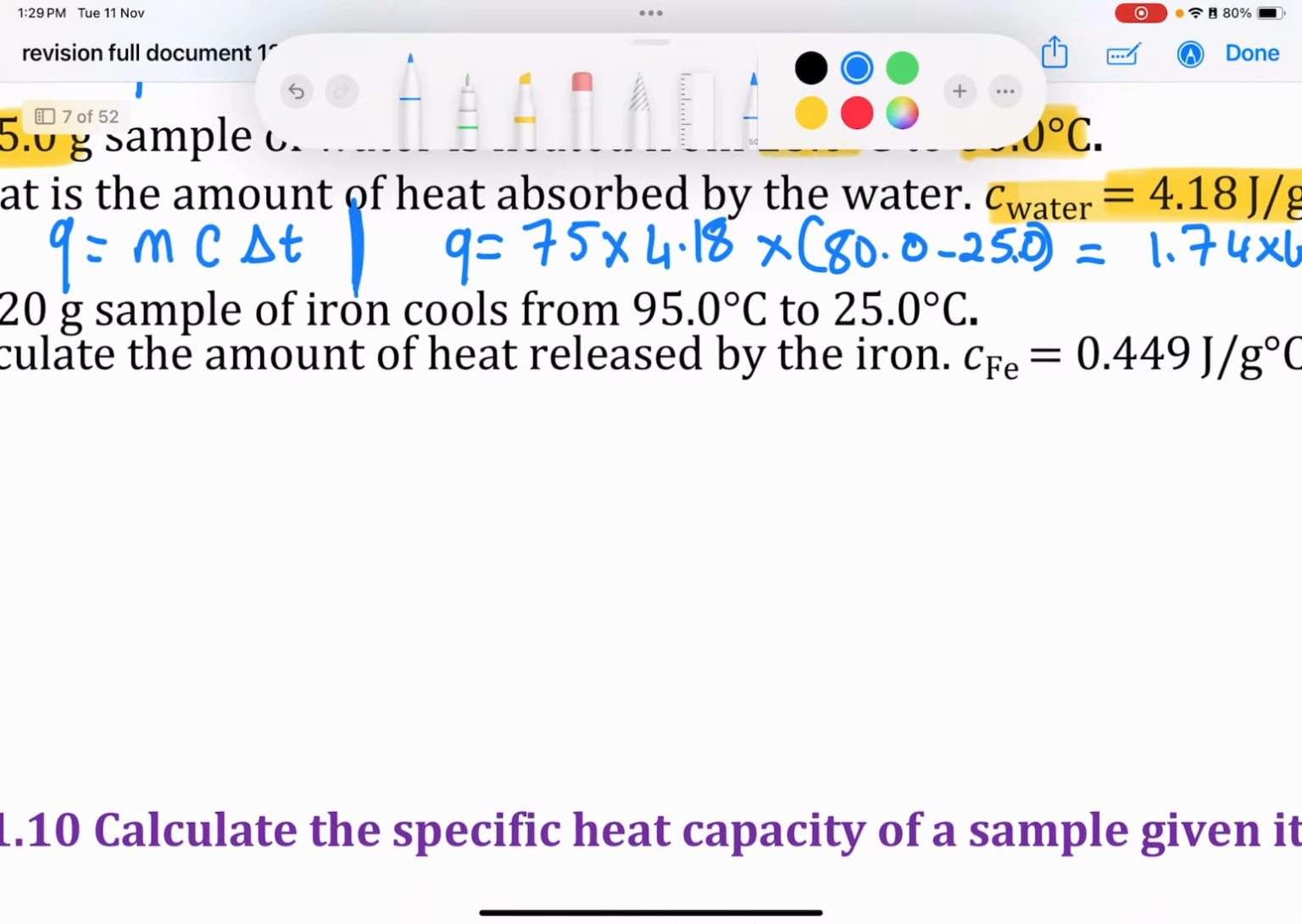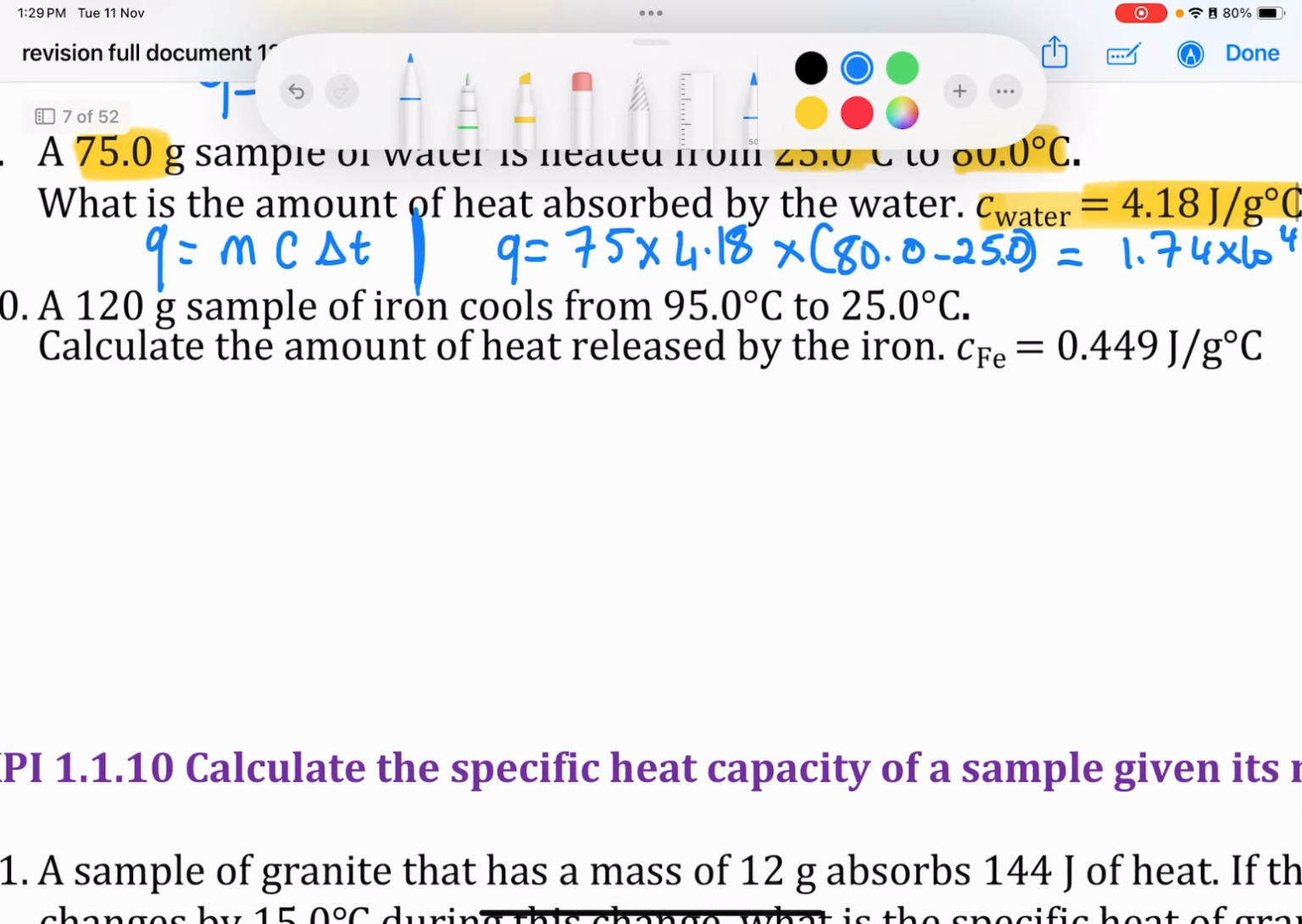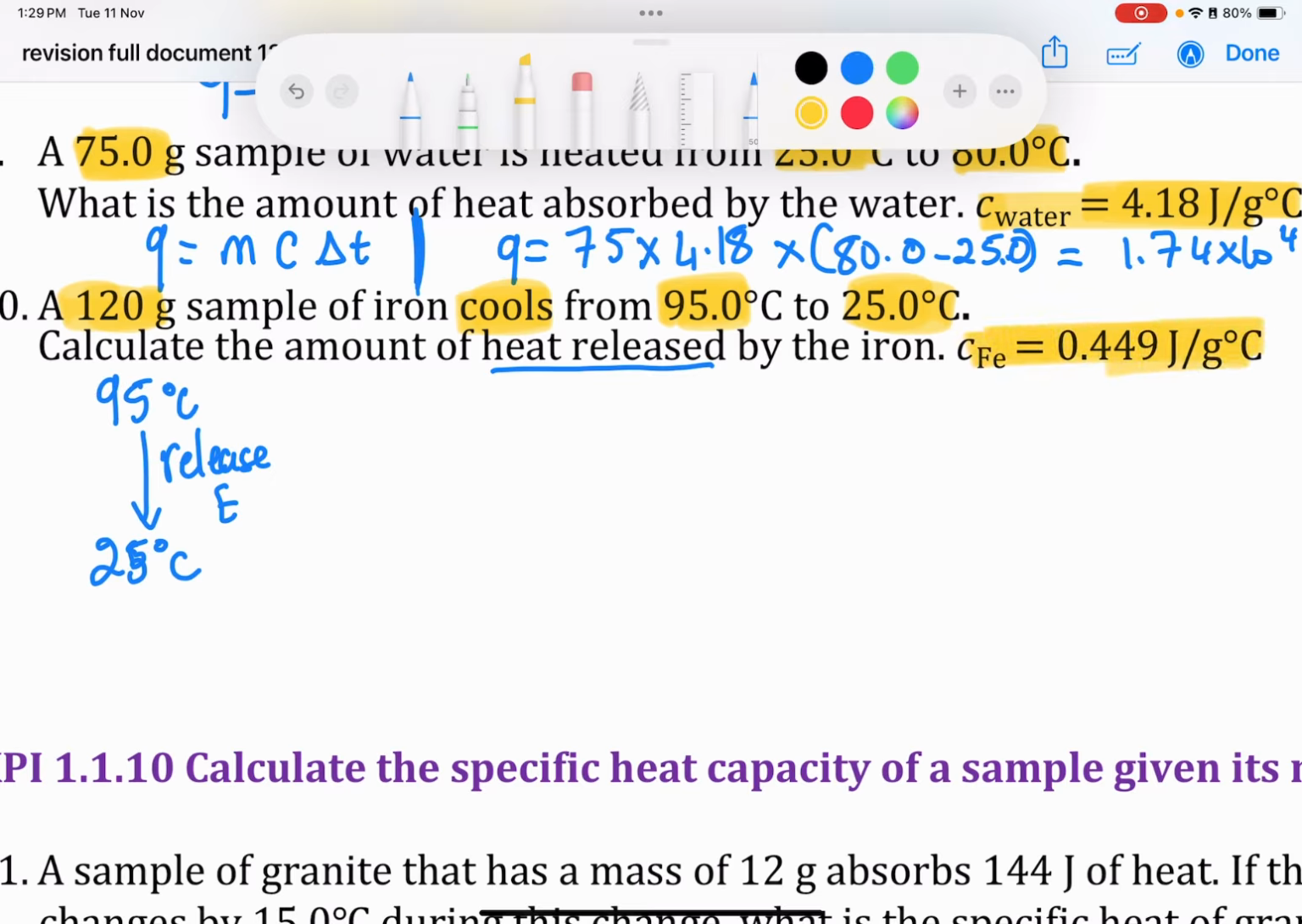Again, another question. 120 gram sample of iron cools from 95 to 25. If the temperature is going to drop from 95 to 25, it means that this sample is going to release energy. And indeed, the question says, calculate the amount of heat released by the iron, and they gave me the specific heat capacity of the iron. So expect here a negative value for Q, because heat is released, not absorbed.